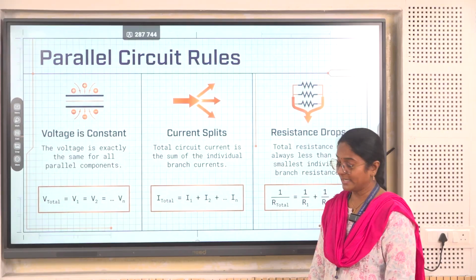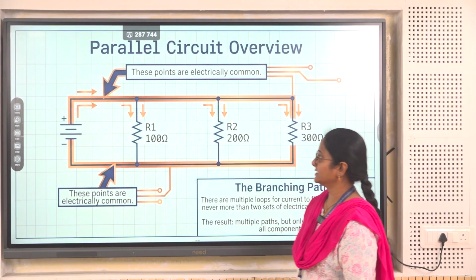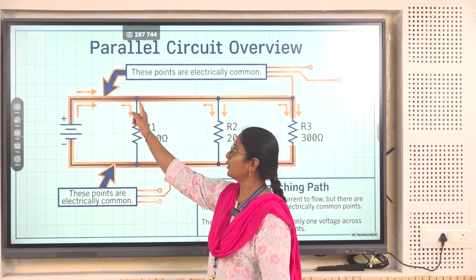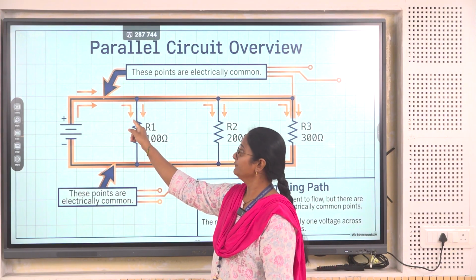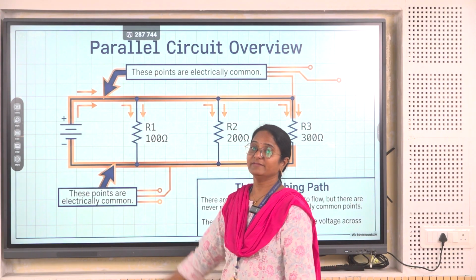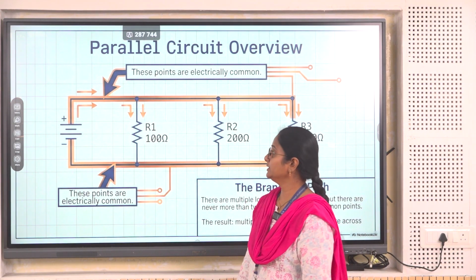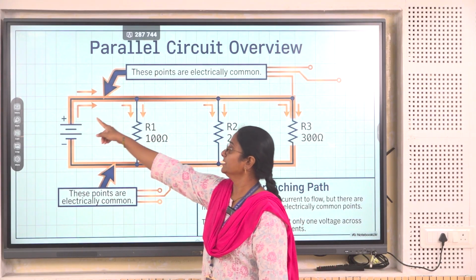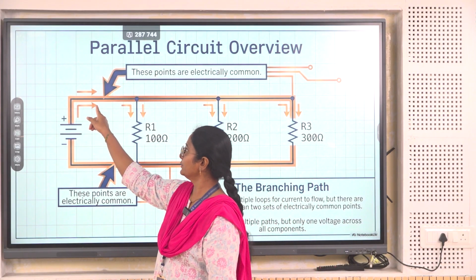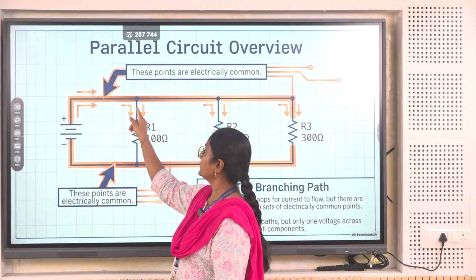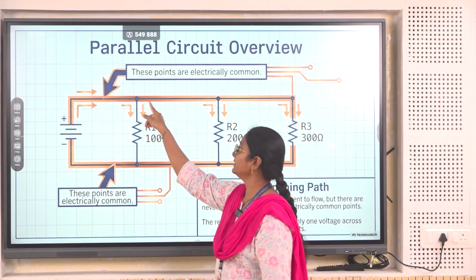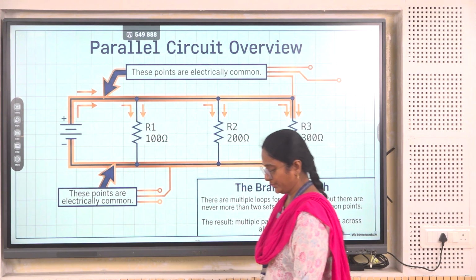Whereas, the interesting part is that the current splits. This point is called a node, where the current is diverted or split into paths. Therefore, the current generated from the source would go towards R1 and towards R2. So, this is called a node.